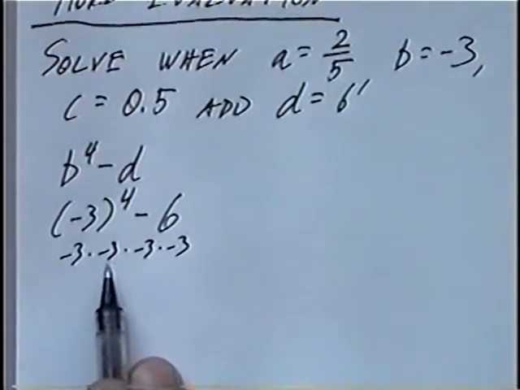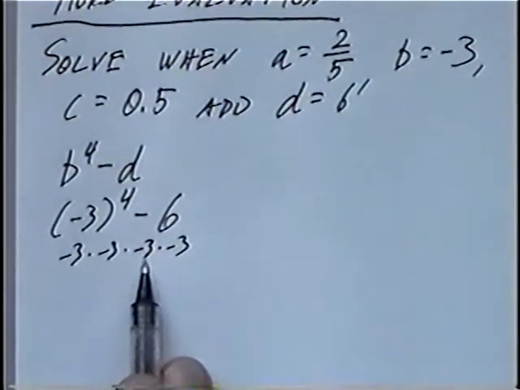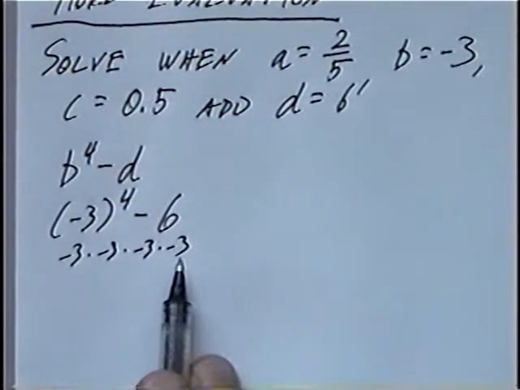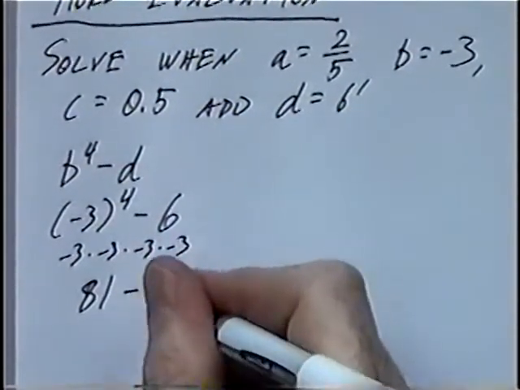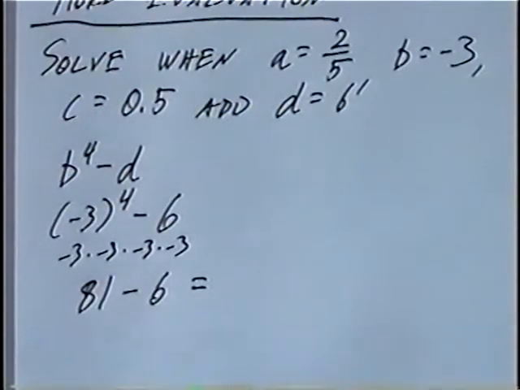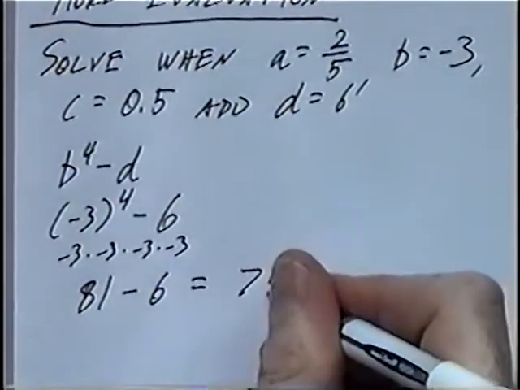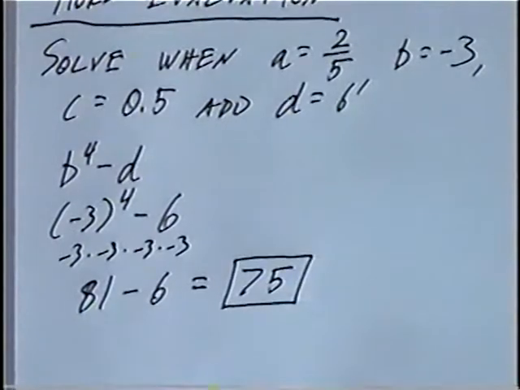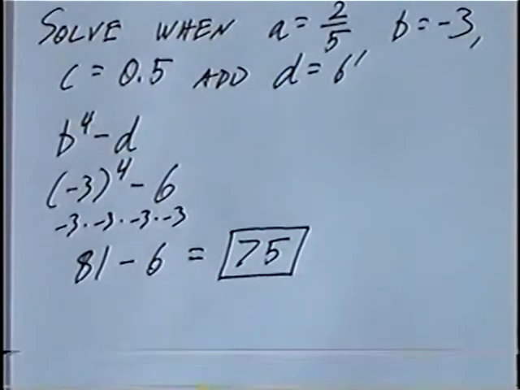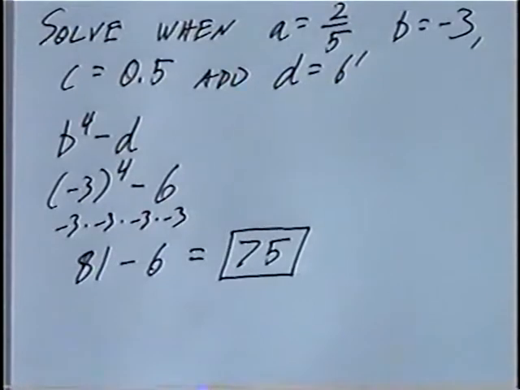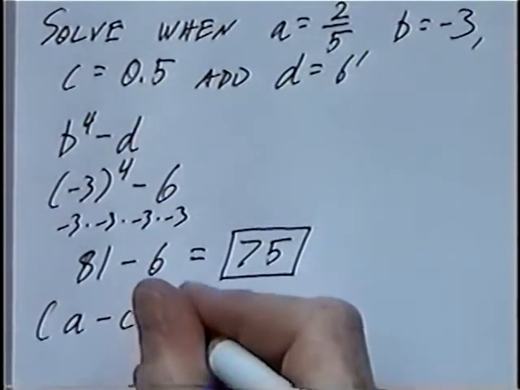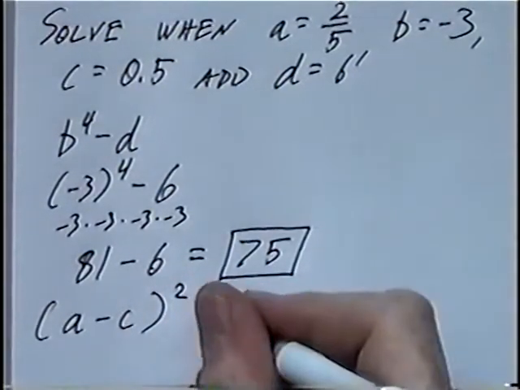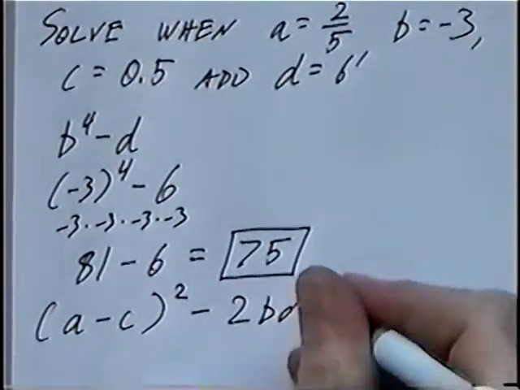Negative 3 times negative 3 would be positive 9. 9 times negative 3 would be negative 27. And negative 27 times negative 3 would be positive 81 minus 6. Subtracting, and the answer would be 75. Second question and last question for the section. In parentheses, a minus c squared minus 2bd.